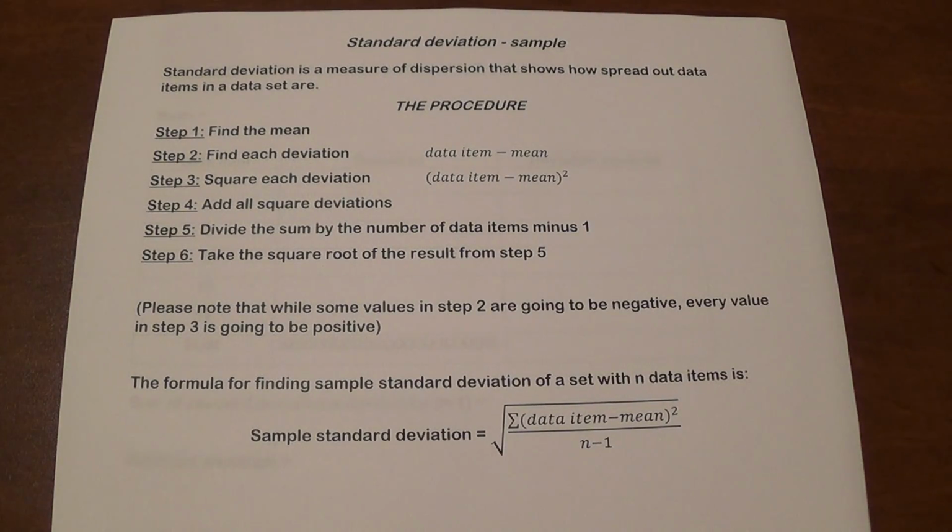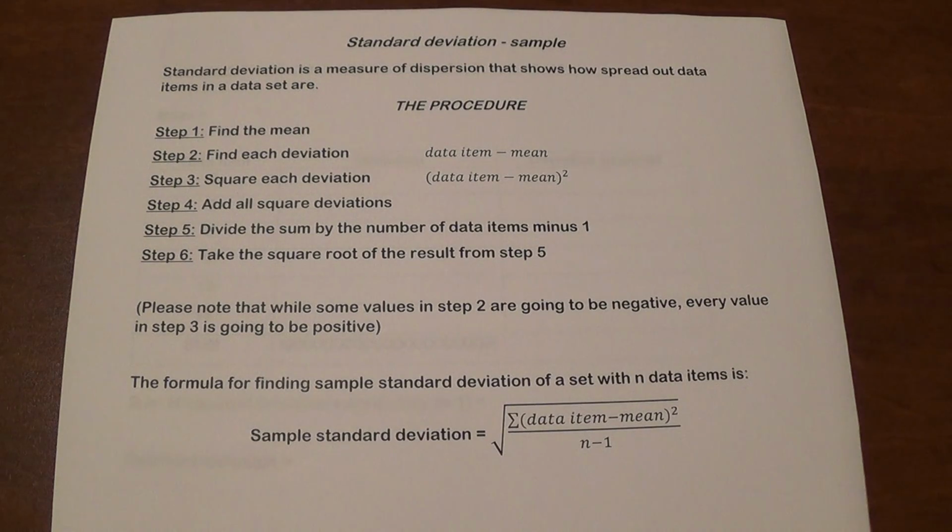Hi, in this video we are going to talk about finding standard deviation. The one that we're going to be focusing on is something called sample standard deviation. It's a measure of dispersion that allows you to see how spread out data items in the data set are going to be.